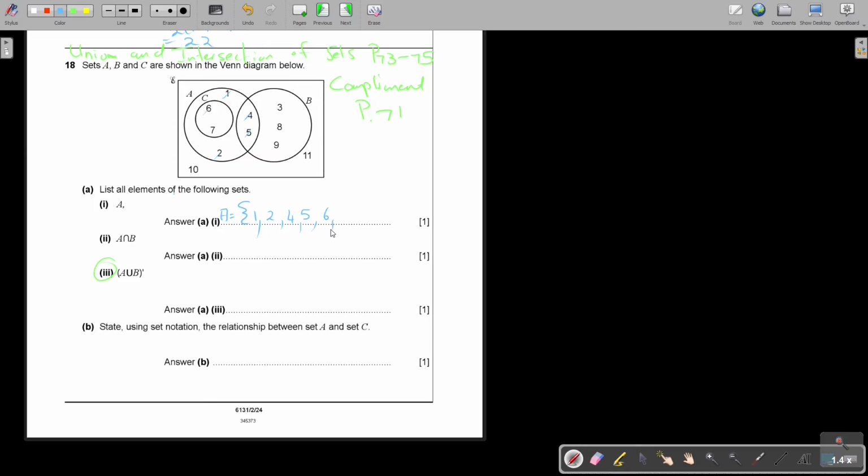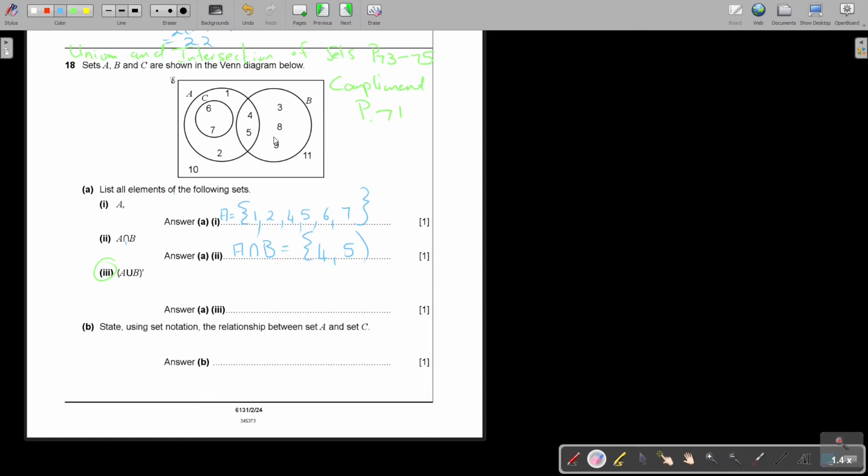This is intersection. It means what is in A that's also in B. So this is going to just be A intersection B. It's just going to be that 4 and 5. Now the nice thing, if you were using a pencil, you can just clean, and then you can just see that you wrote everything.